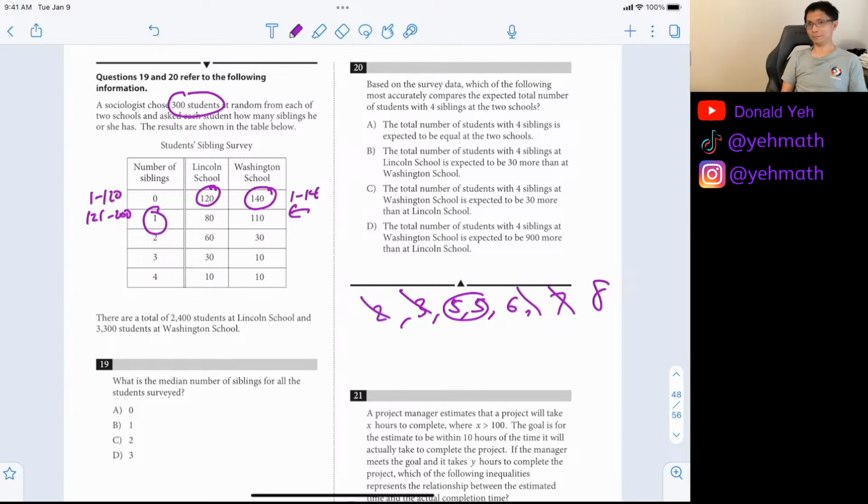Why is 20 not D? 20 is not D. Would 20 be B then? You are just guessing. You did not justify. Well, because if the Washington one has 140 and the Lincoln one has 120, don't you have to just find the proportion?